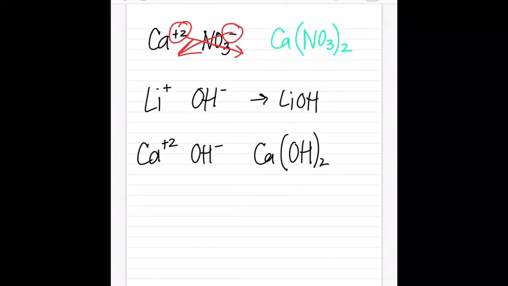This is the one that trips everybody up, because they think OH is not polyatomic. They think that it's monatomic. Got to be careful. Okay, let me give you another one that's a little crazy, and then I'll give you a couple of examples to work. Ni plus 2, PO4 minus 3. Okay, still going to cross and go down.